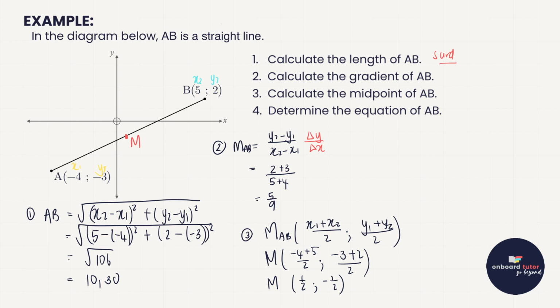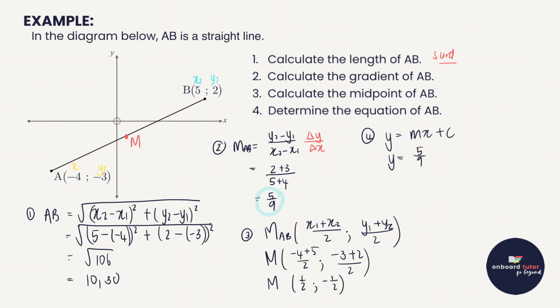And then finally what they want is for us to determine the equation of this line AB. Alright, we've got two formula options. We can choose either one of them. Let's go with the one that we know very well. So y equals mx plus c. We already know what the m value is. That's this over here, this 5 over 9. So we can substitute that in. Y is equal to 5 over 9 x plus c.